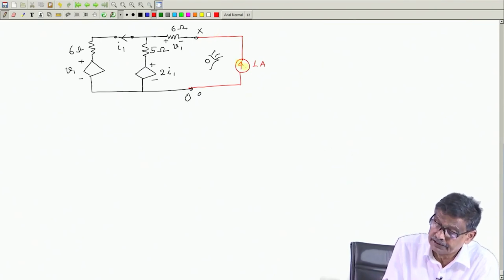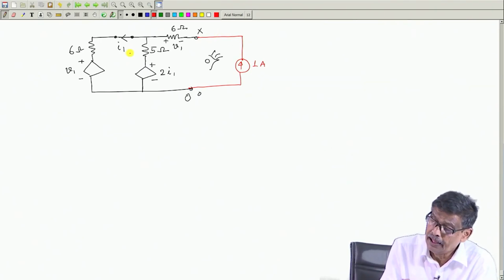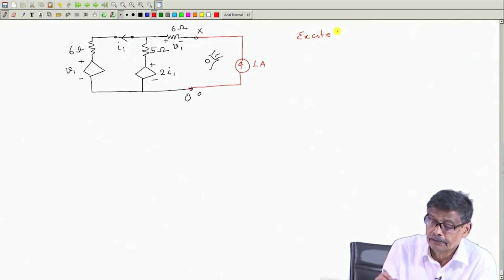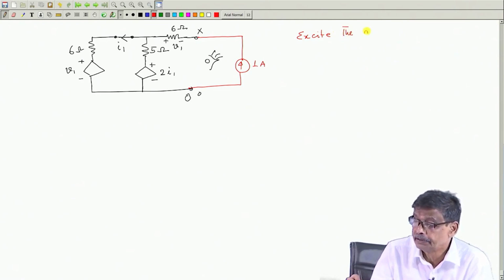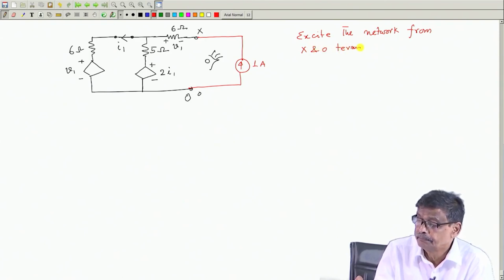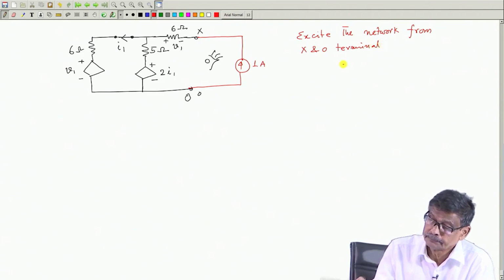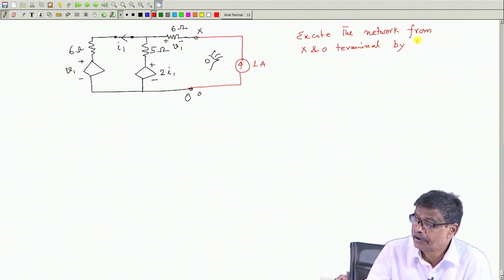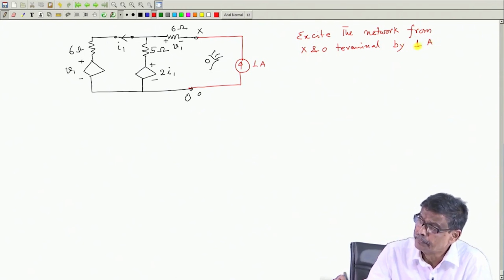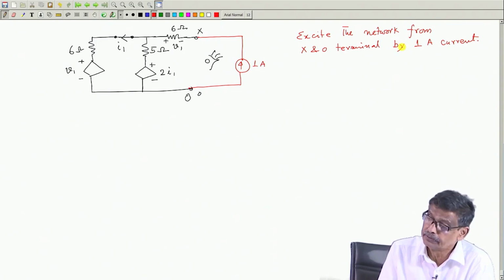So, this current drawn by the circuit is 1 ampere, and I excite the network from the X and O terminals by a 1 ampere current source. This could be a 10 ampere current source also, that you decide. I have just chosen a 1 ampere current source. This is a flexible thing, you can do whatever you like.